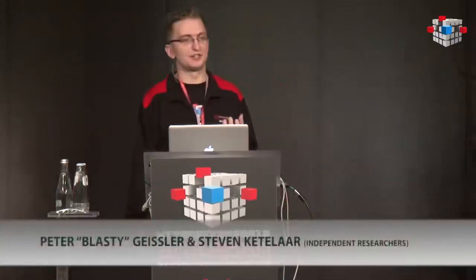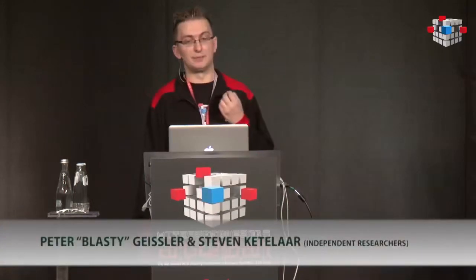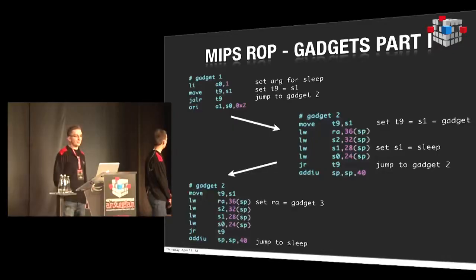So let's talk a bit about the gadgets we used and how creative we got. I mean, there's multiple routes to success, and this is probably not the easiest or cleanest way, but it worked for us as MIPS newbies. So gadget 1 will set up the A0 register with 1, which is the argument for sleep. Then it will fill T9 with the contents of S1. And during the GDB screen in the slide earlier, you noticed that we controlled a bunch of more registers as well, including S1. So we fill S1 with the address of gadget 2.